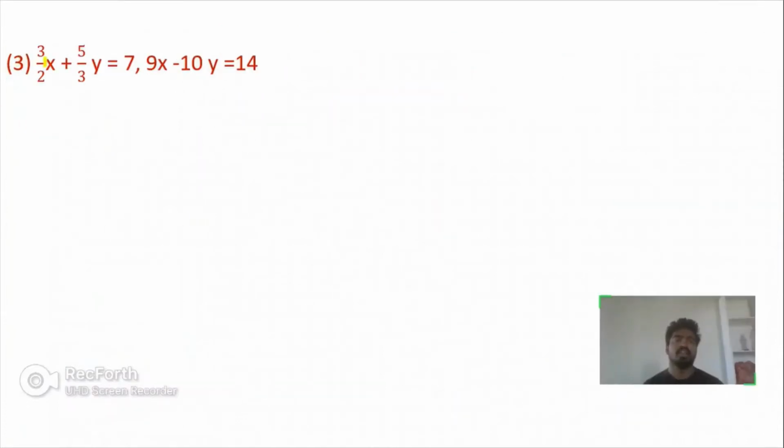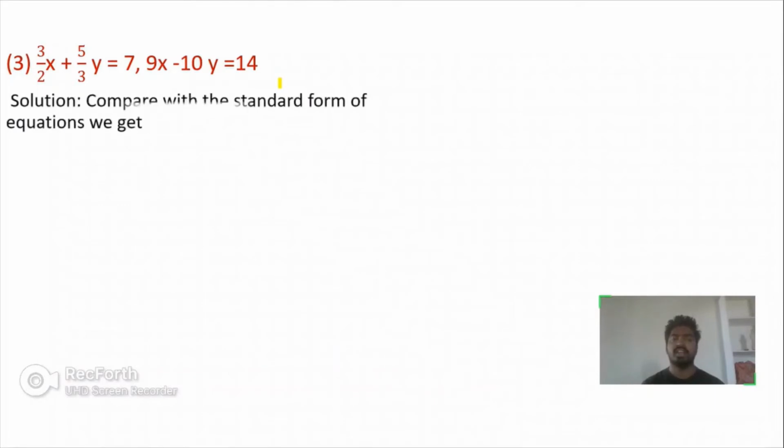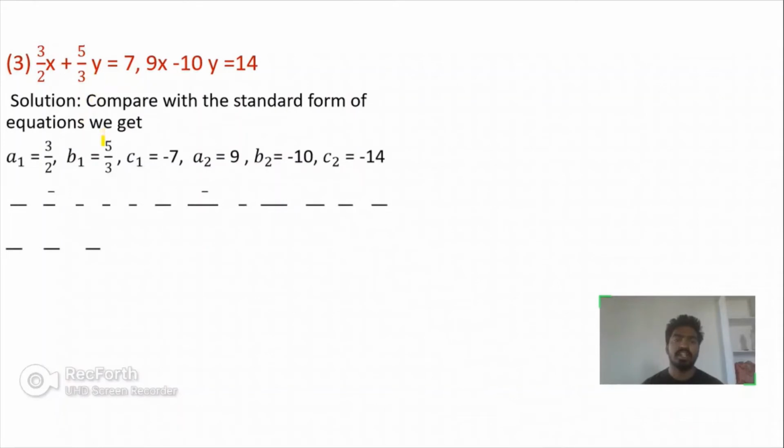Third problem. The given pair of equations are 3 by 2 x plus 5 by 3 y is equal to 7 and 9x minus 10y is equal to 14. Now, compare these two equations with the standard form of equations. That is, a1x plus b1y plus c1 is equal to 0 and a2x plus b2y plus c2 is equal to 0. So, now we are getting the value of a1 is equal to 3 by 2, b1 is equal to 5 by 3, c1 is equal to minus 7 and a2 is equal to 9, b2 is equal to minus 10 and c2 is equal to minus 14.